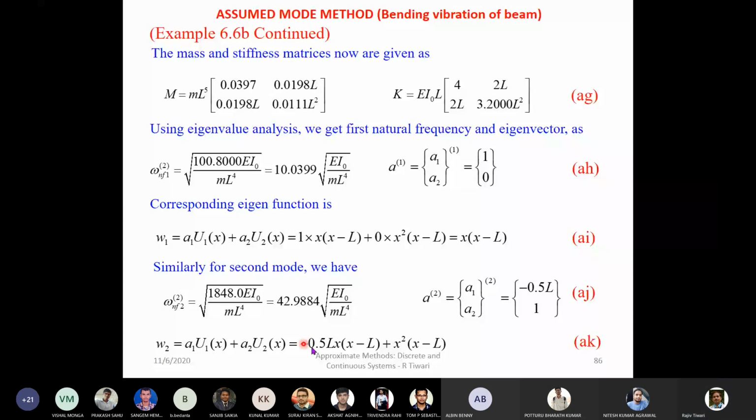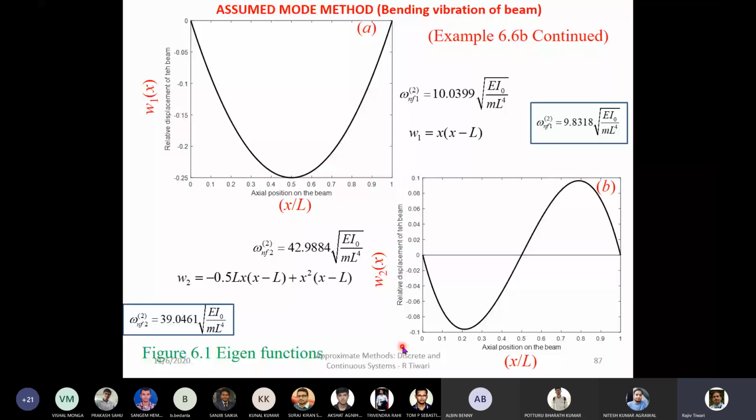So this is the first eigenfunction which we obtain. If we plot this from 0 to L, this is the half sine wave. We know that for a simply supported beam, we get the half sine wave corresponding to the fundamental natural frequency. Similarly, this is the second eigenfunction corresponding to the second natural frequency, and this is a full sine wave. So there is a node here. This is nothing but the plot of this function which we obtain after substituting the eigenvector here.